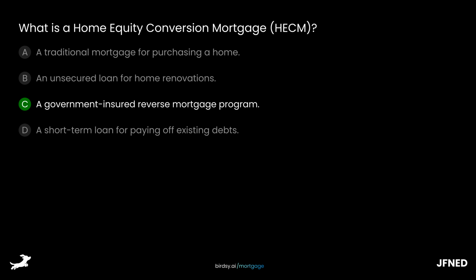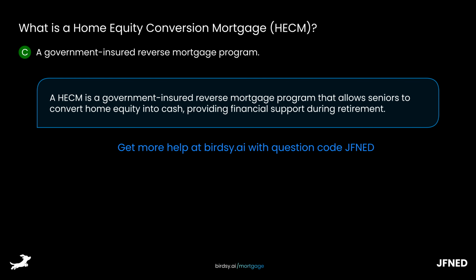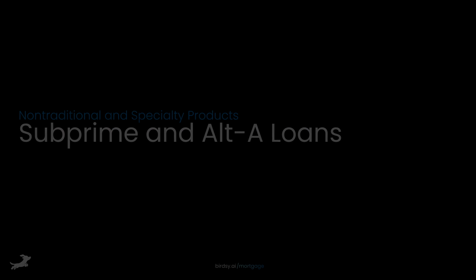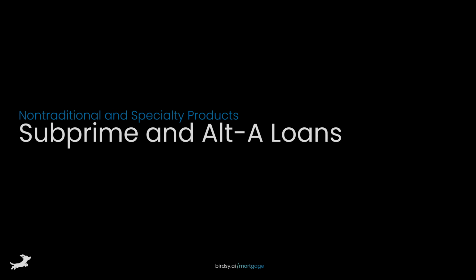The answer is C, a government-insured reverse mortgage program. A HECM is a government-insured reverse mortgage program that allows seniors to convert home equity into cash, providing financial support during retirement. Subprime and Alt-A loans.